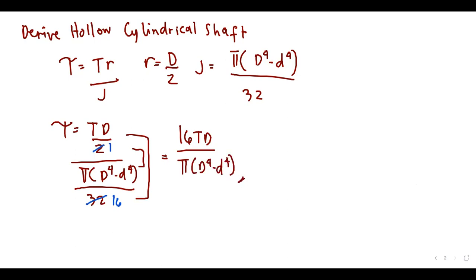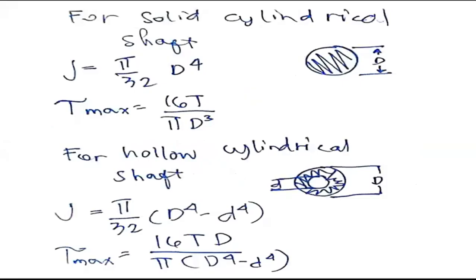Okay, so check natin kung parehas. Para kung parehas, at least proceed na tayo sa another formula. So, ayan nga. 16 TD all over pi, parentheses, the difference of the fourth power of outer diameter and fourth power of inner diameter. Okay? So, balik tayo sa whiteboard. Dito lang tayo.